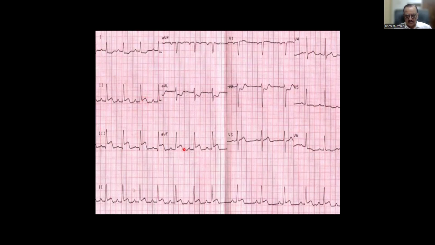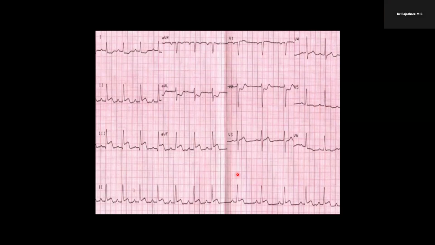You have to look for ST changes in all the 12 leads. Then say which leads have them, and that should correspond to a particular coronary artery territory. Leads 2, 3 and AVF represent the inferior wall, which is the right coronary territory. Lead 1, AVL, V5 and V6 represent the superior and high lateral surface of the heart, supplied by the left circumflex artery. V2, V3 and V4 represent the anteroseptum, supplied by the left anterior descending artery.